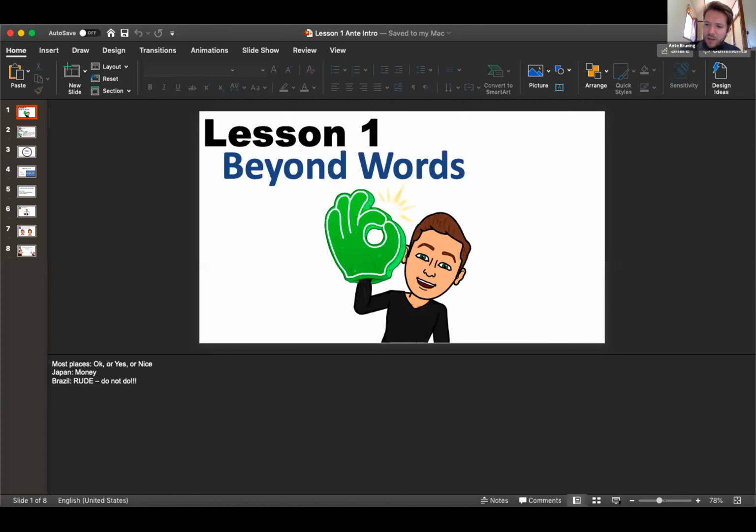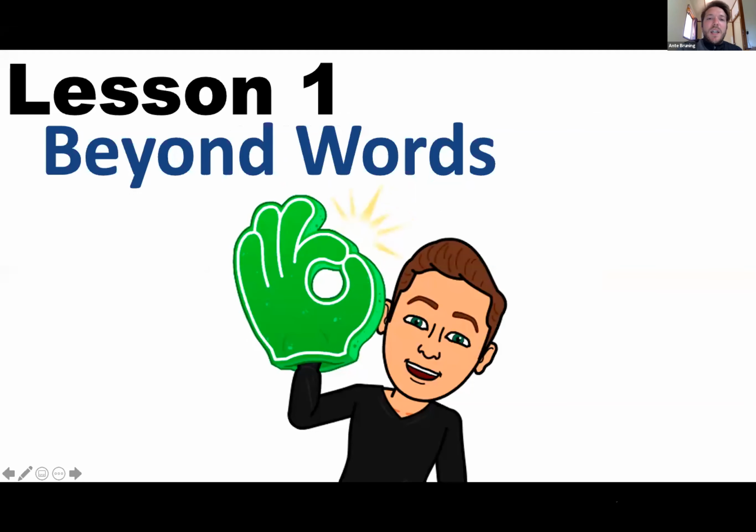Okay, so I'll start. Hello everyone. Lesson 1 is called Beyond Words. This lesson is about how you can communicate with other people without using words. If you look at this little picture, he is making a shape with the green hand. What does this shape mean? To me, this gesture usually means okay. Or if I'm watching a sport game and someone does something good, I might make this gesture. It kind of means nice.